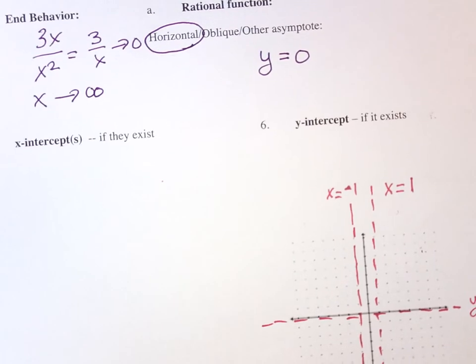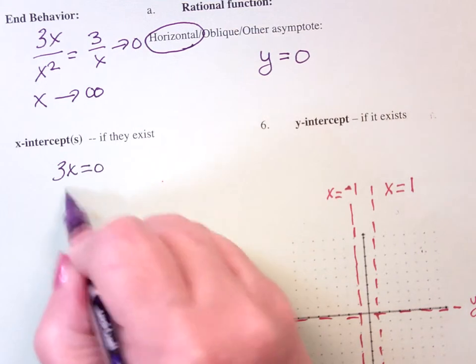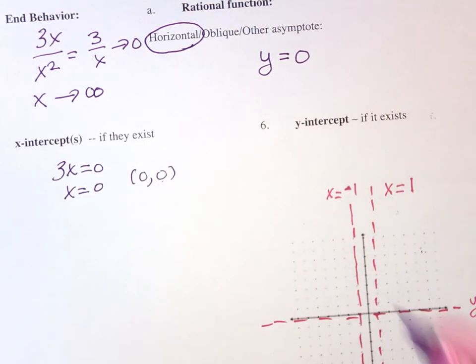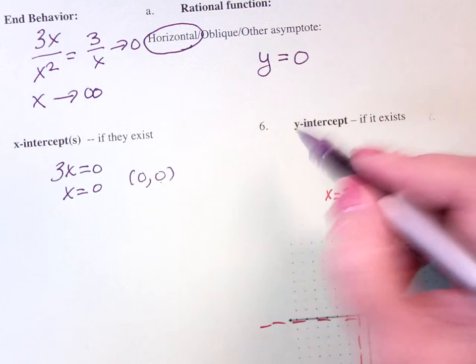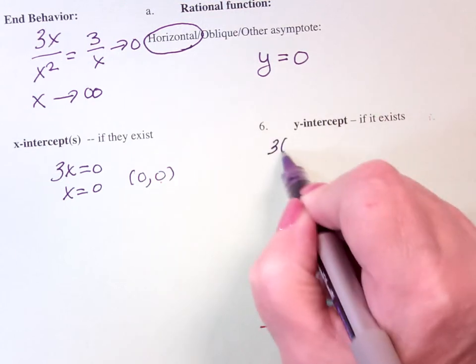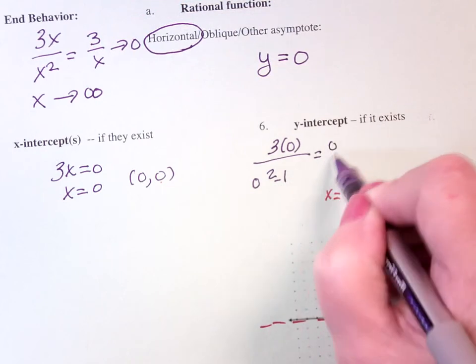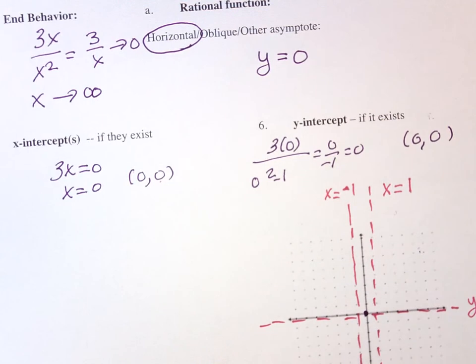But we're going to go after the x-intercepts. The x-intercept is where the numerator equals 0. That's where x is 0, so it's 0, 0. So there's a coordinate point right there sitting on the HA. And the y-intercept, well, it's going to be 0, 0. It's a twofer. It's 3 times 0 over 0 squared minus 1, which is 0 over minus 1, or 0. So it's also 0, 0. So I've got nothing.